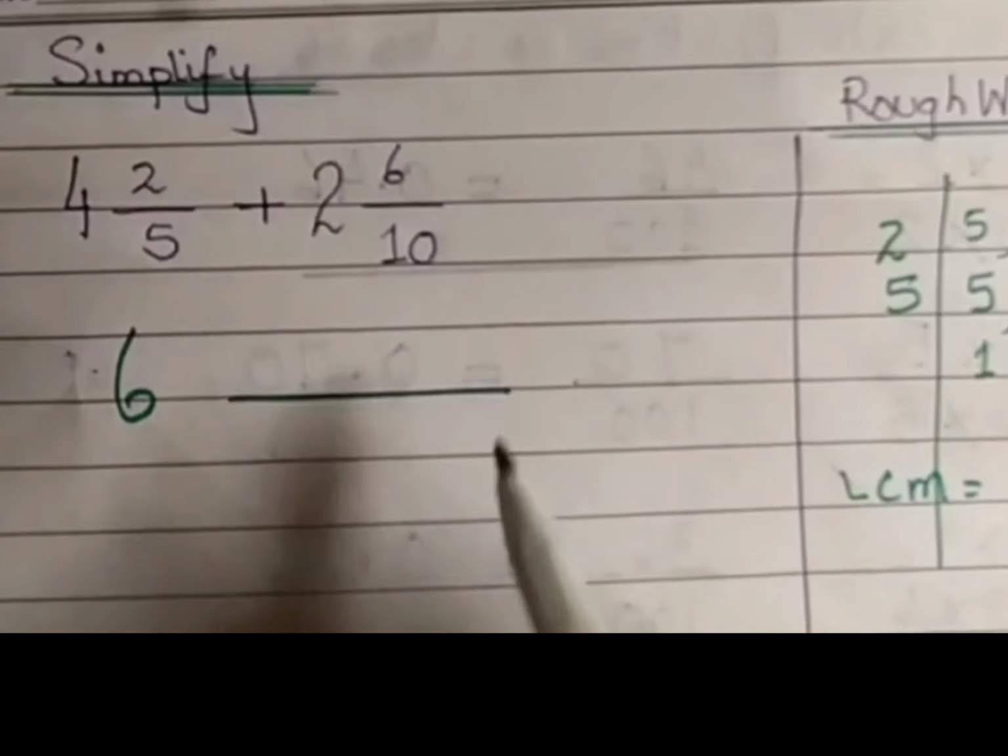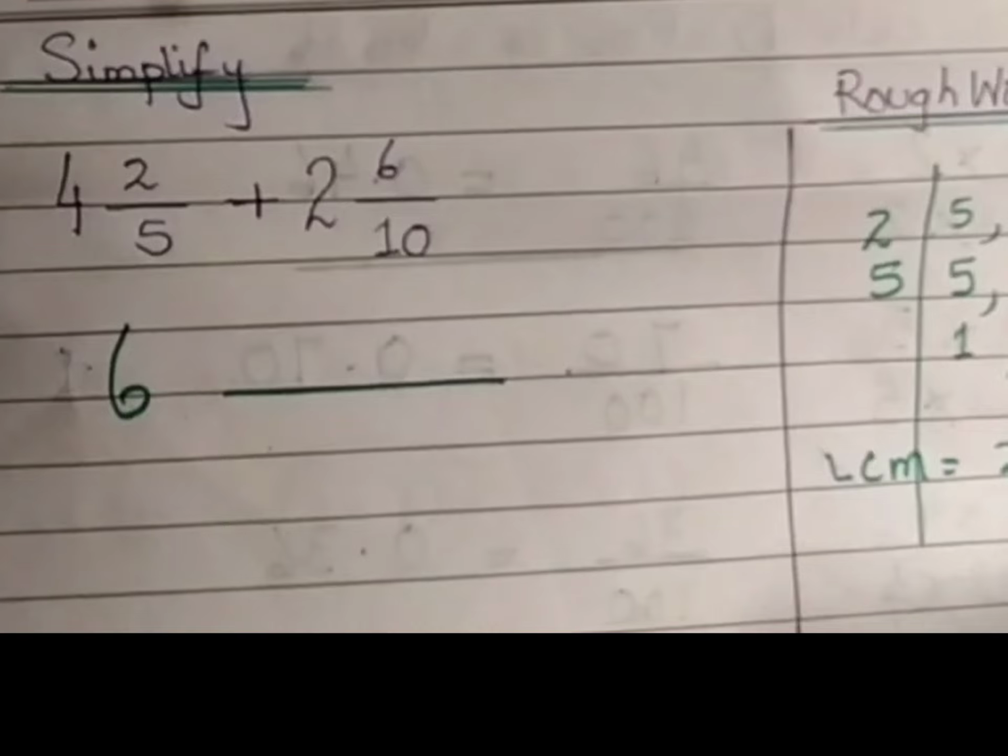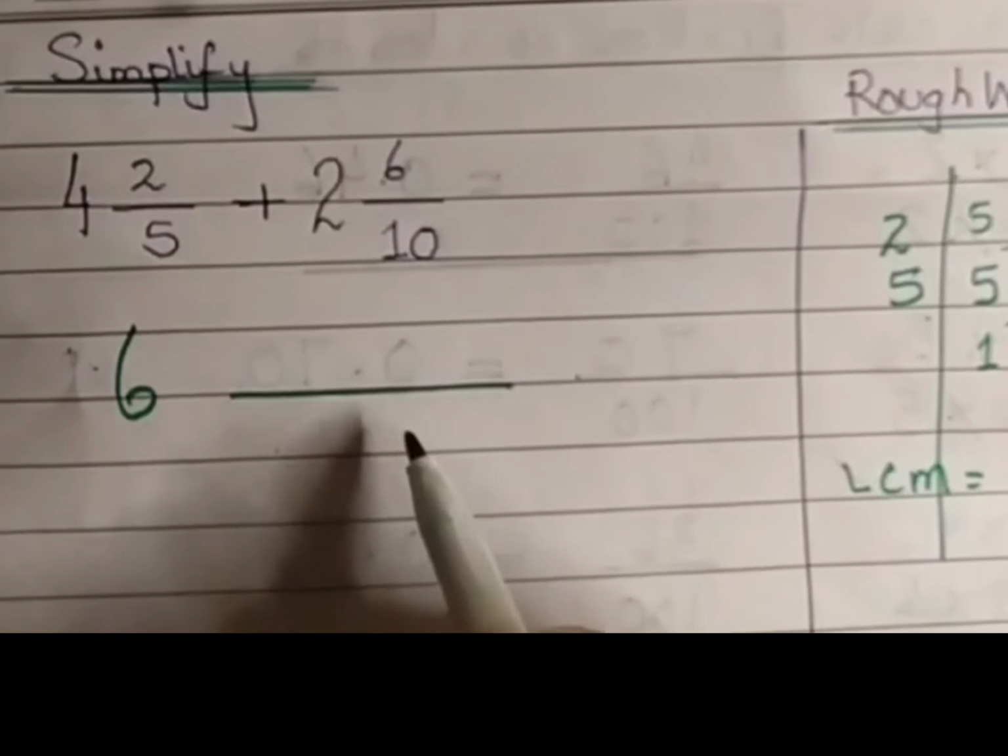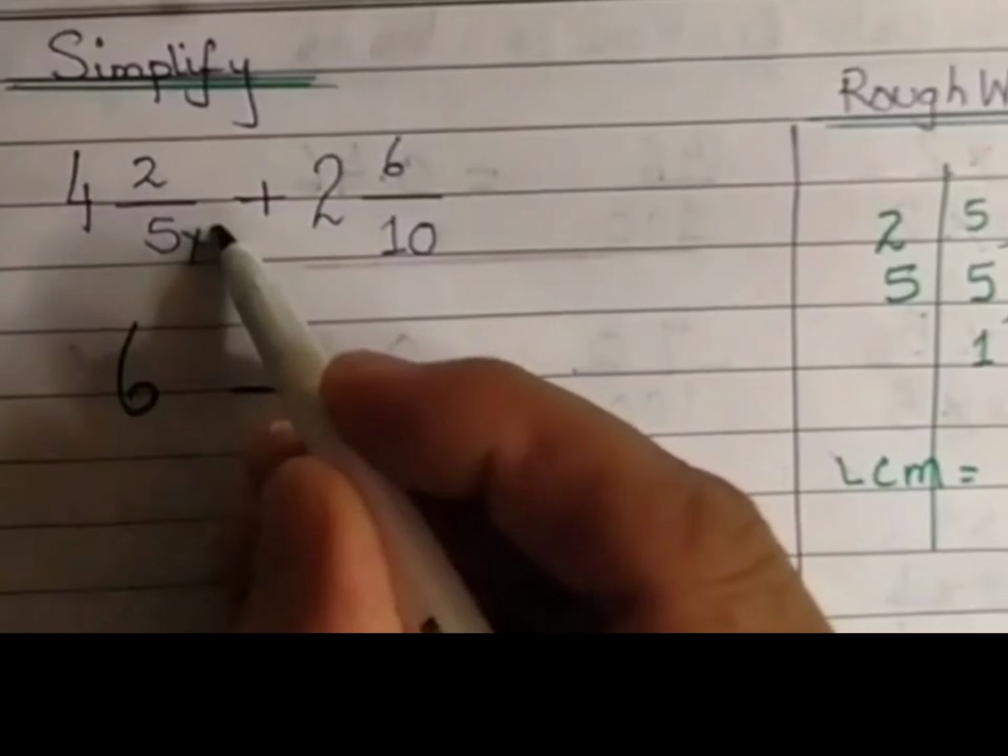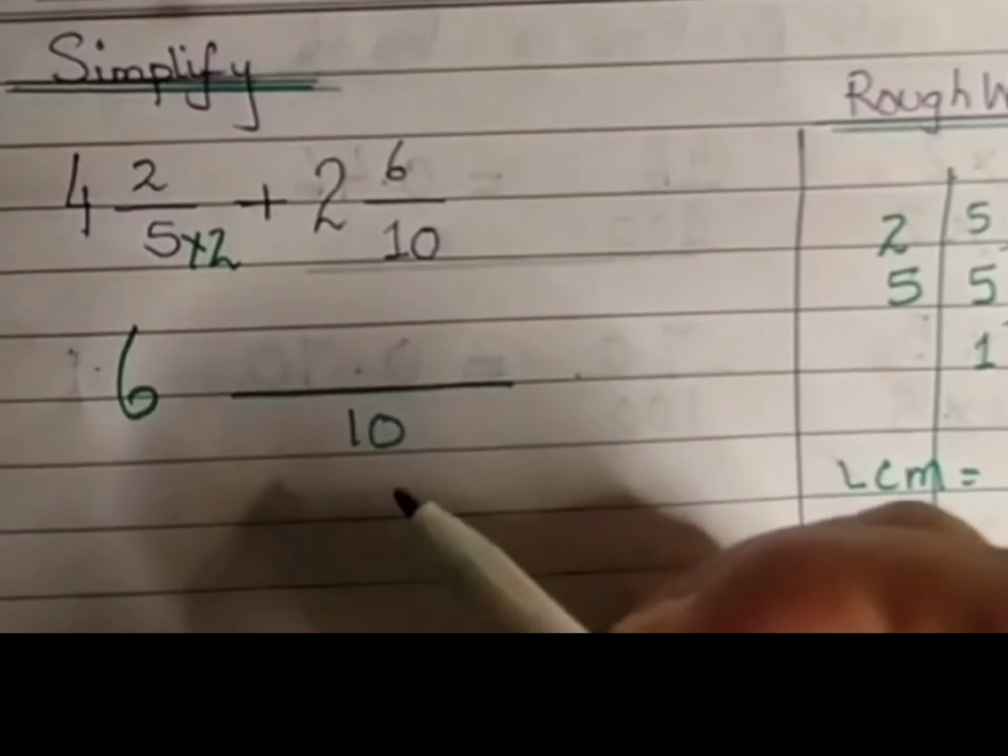And since we have the LCM as 10, so we're going to write down 6 here. 5 times 2 is giving us 10. Why?